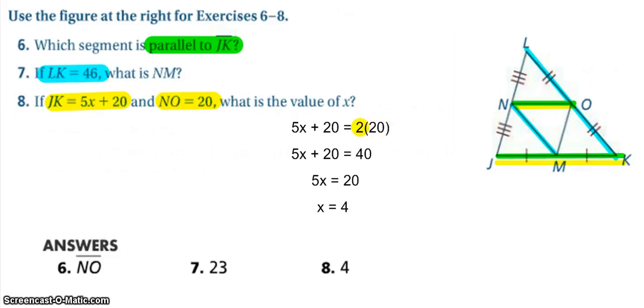So there we go. We did the multiplication, then we had to get rid of this positive 20, so we subtracted 20 from both sides. That leaves me with 5x equal to 20, and I get that x is equal to 4. So here's all of your answers for those 3 questions.